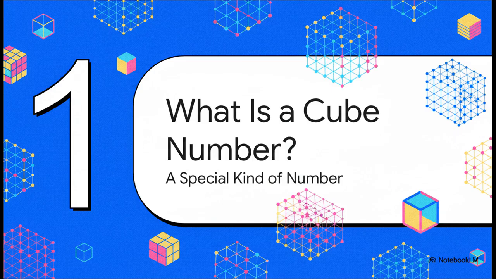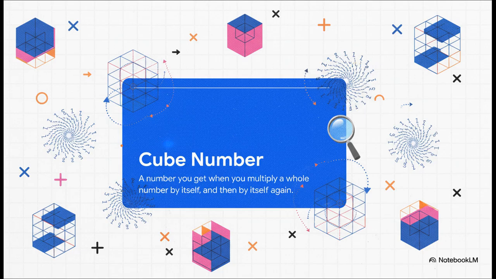And that brings us right to the main event. What is a cube number anyway? Let's break it down, because this special kind of number is, quite literally, building the world all around us. Okay, so here's the simplest way to think about it. A cube number is what you get when you take a whole number, multiply it by itself, and then you do it one more time. That's it. It's like a number on a little multiplication adventure, 3 steps long.